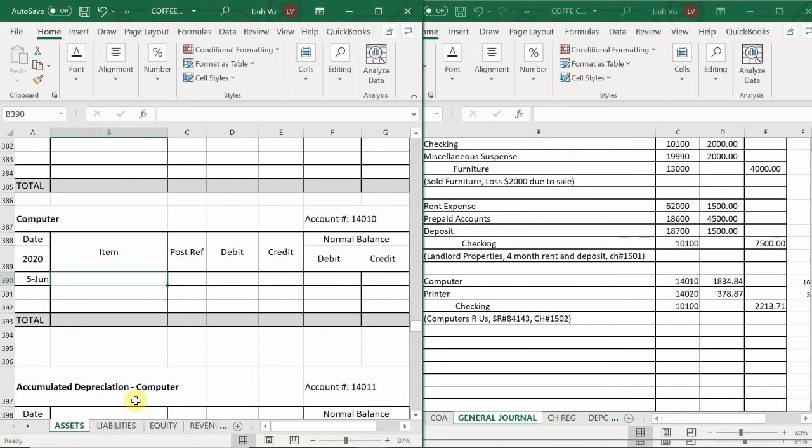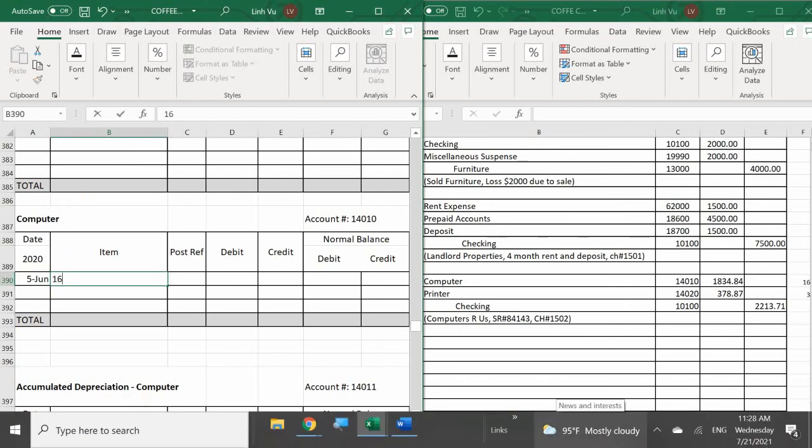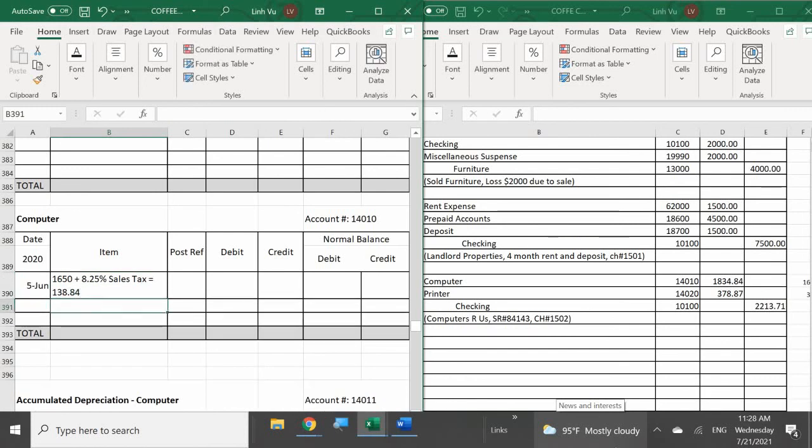So in this case, I can add that information saying it was for $16.50 plus 8.25% sales tax, which equals 138 and 84 cents or something like that. Post reference, general journal number 1.